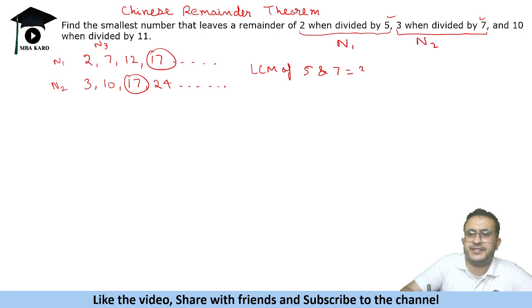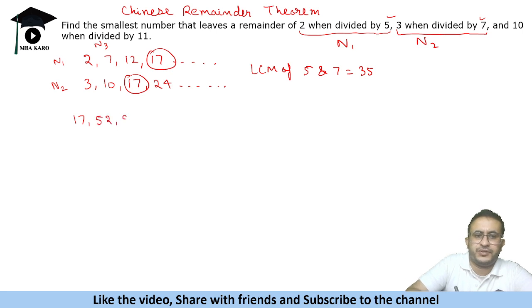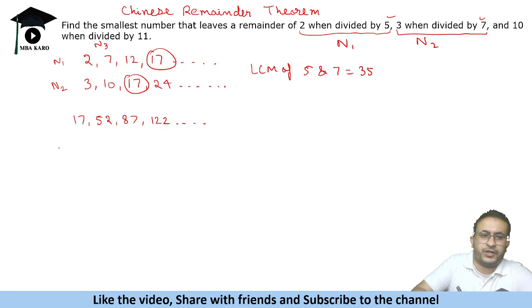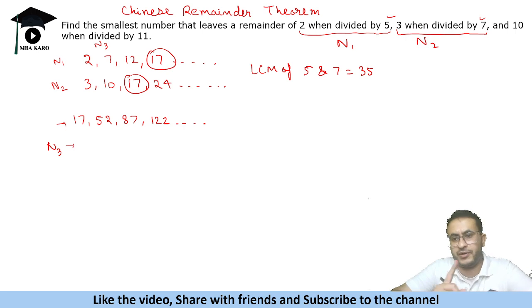5 and 7, that is 35. Okay. So the next thing that we need to do is we will find a series by adding 35 to it. So 17, 52, 87, 122, and so on. Now N3, we will produce a series and find a number which is common in this series and N3.